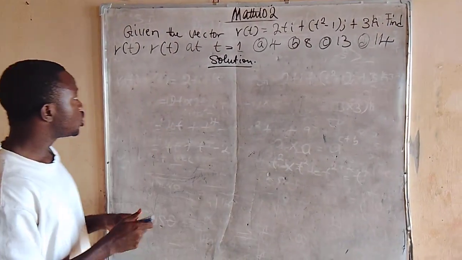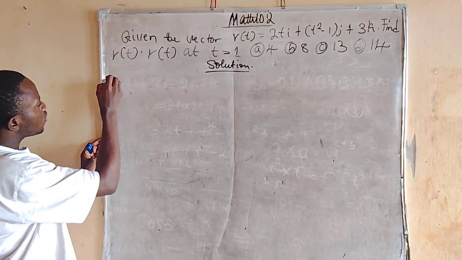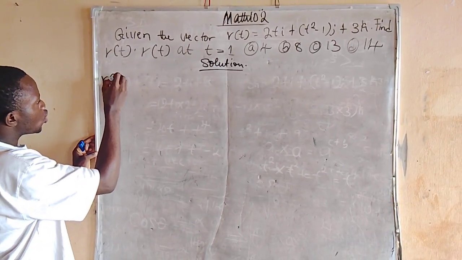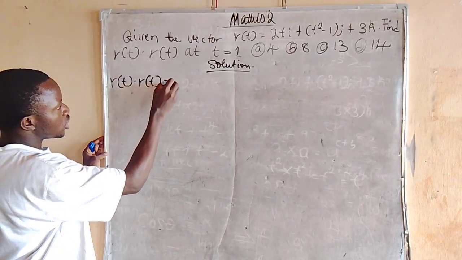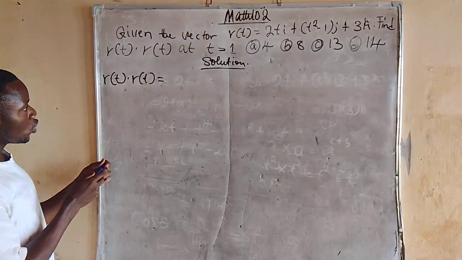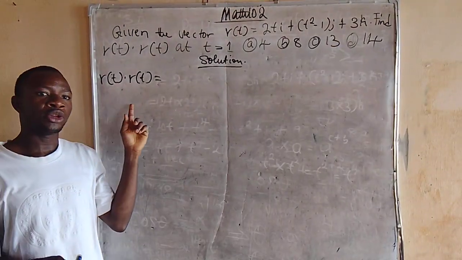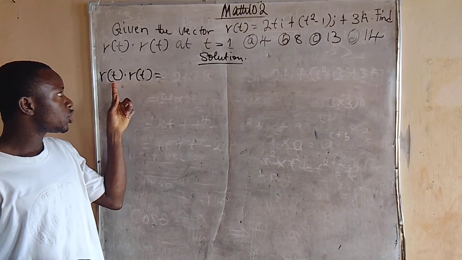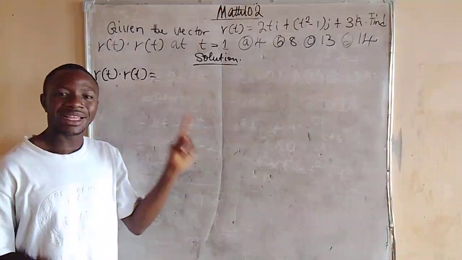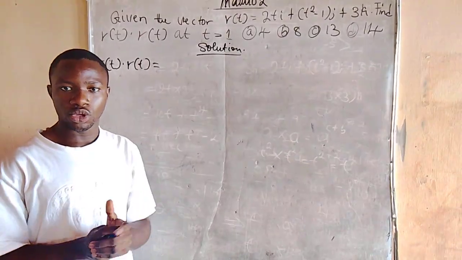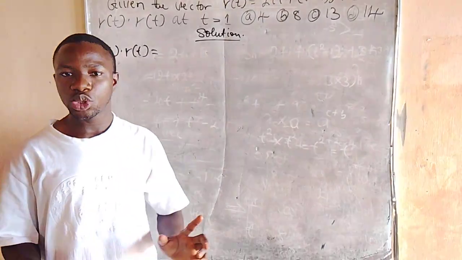All right, let's continue. Solution. We are asked to find r(t) dot r(t). When you have something like this, remember from our previous videos on the topic of vectors, we talked about the multiplication of vectors, and there is a particular pattern we follow. When you want to multiply vectors, you multiply the components together.